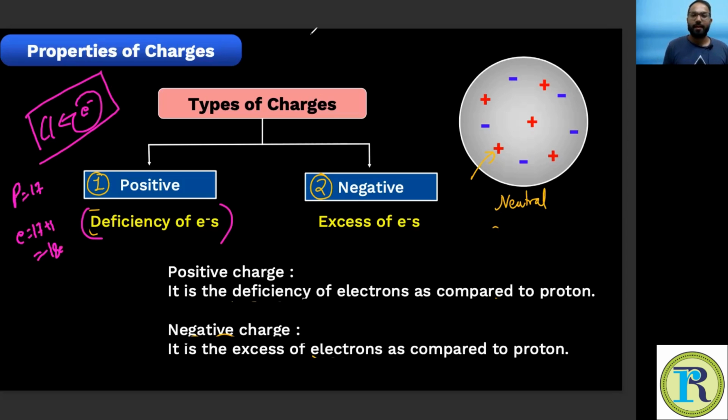So when it acquires an extra electron, it is represented like this, Cl negative. It has an extra electron, so because of this extra electron it acquires a negative charge. These are very basic fundamental points I'm dictating. So what is positive charge? And what is the sign of positive charge? It is the deficiency of electrons as compared to protons. Simple definition. Now, if we talk about negative charge, it is the excess of electrons as compared to protons.